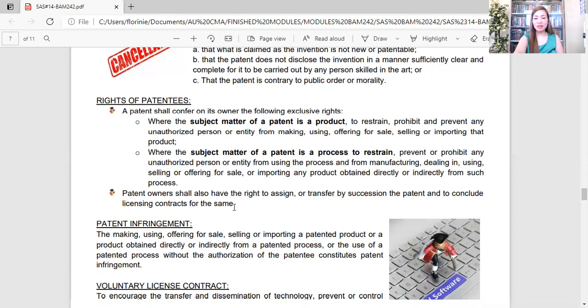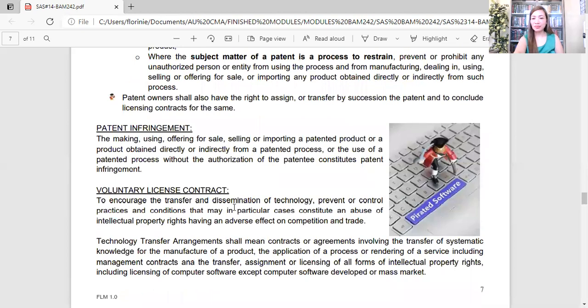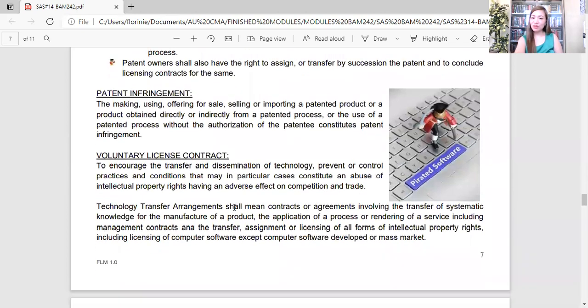Patent infringement. Ayan. Pag-usapan natin patent infringement. Ano ba ibig sabihin ng patent infringement? Diba, bilang patentee, you have the right na i-prohibit yung other unauthorized people from using your product or process.